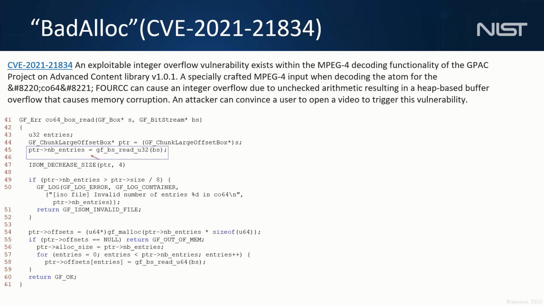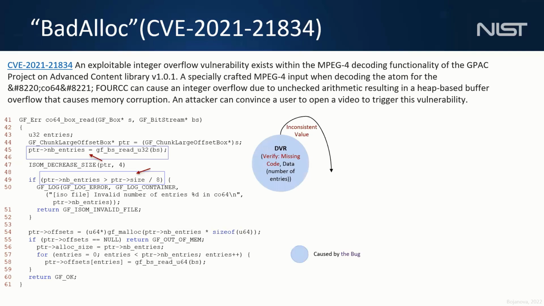The library code reads the number of entries value from a file into a 32-bit integer object, PTR-NB entries, and checks if it's not larger than the 64-bit input size, PTR size divided by 8. Unfortunately, this verification is insufficient as it doesn't check against the maximum integer size. This is a missing verify bug causing a DVR weakness.